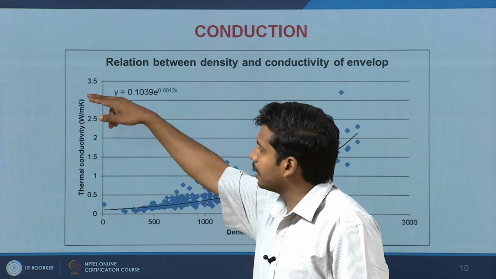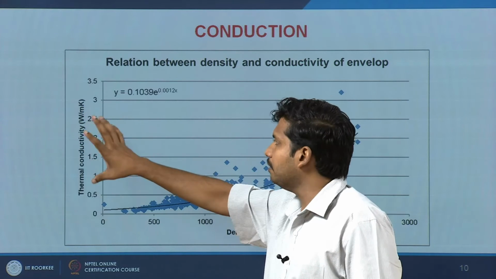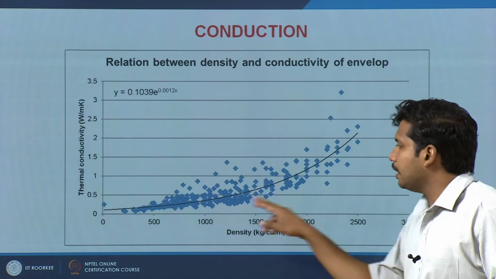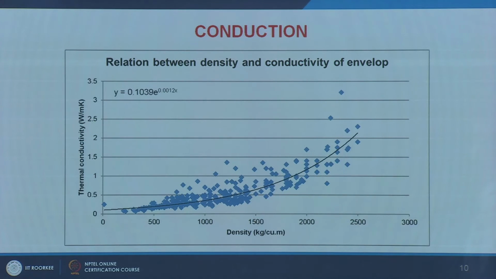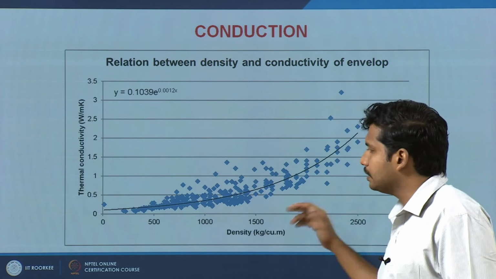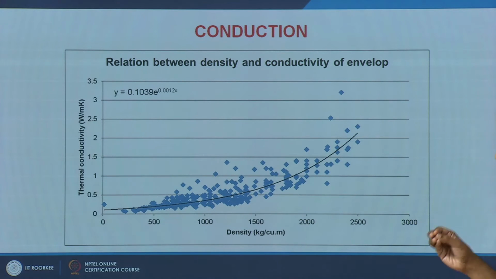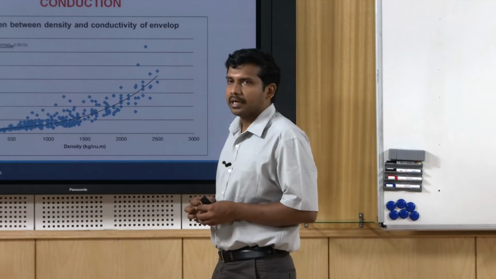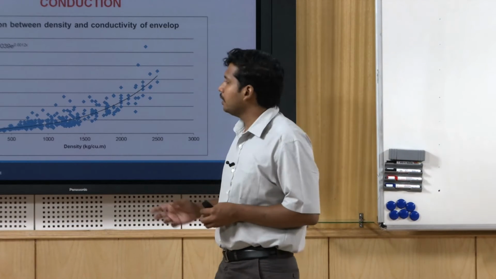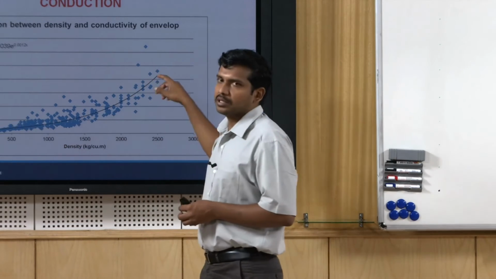Here you have the thermal conductivity, watt per meter Kelvin, conductivity not conductance. There is a strong relation between density of a material and conductivity of a material. As the density increases, there is a proportional increase in conductivity. I won't say density is the only factor determining thermal conductivity. There are other properties, and it is directly proportional in most of the cases.